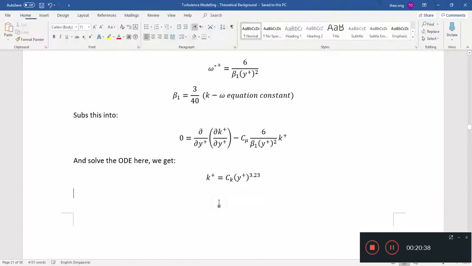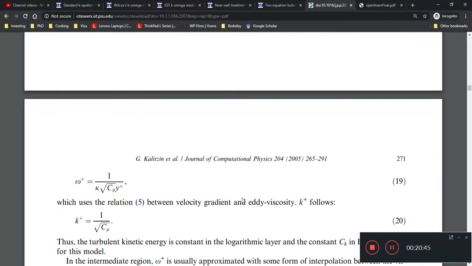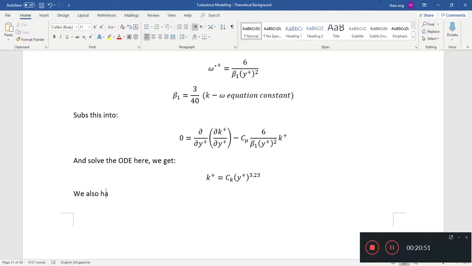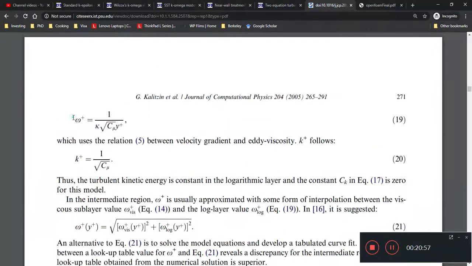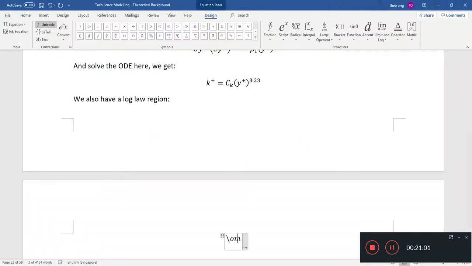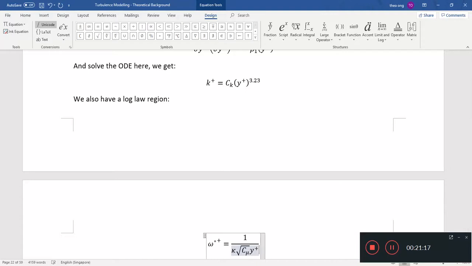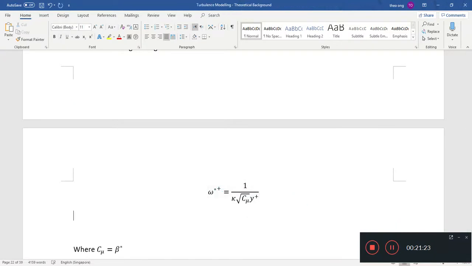I'm not going to say how the boundary things are done, I'll just provide you the answers. We also have a log-law region, and the expression is as follows for omega star plus. I'll just give you the answer straight, because it's going to take a lot of time. Square root C mu, and then that goes into y plus. So we have omega star plus as a function of y plus, which is exactly what we want.